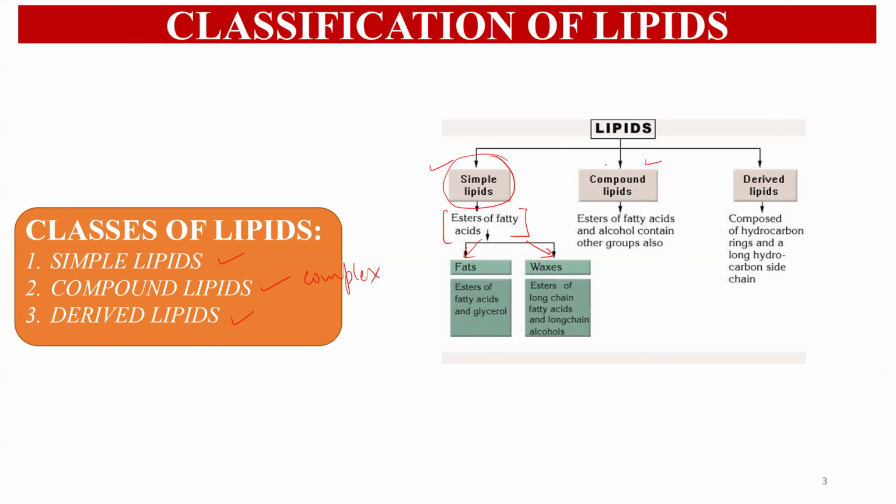And then we have the compound lipids. Compound lipids are the lipids which are the esters of fatty acids and alcohol. But apart from that, they also have other groups attached to them, which we will see in the coming slides. The third category is derived lipids. These are the lipids which are formed from the first and the second category of lipids, that is, the simple lipids and compound lipids. Up till now, we've just made a foundation for the lipids, but in the next slides, we are going to see exactly what these three different types of lipids are made up of.